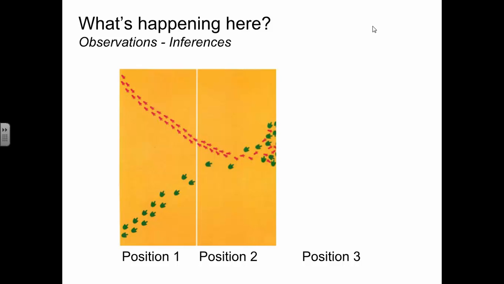Okay. Observation. Alan? Both sets of footprints did meet. They did meet? Okay. Tyler? They walked around. That's more of an inference, because you're not seeing them walk around. You're saying that based on what you see here. One more observation. Jack? Their tracks went all over the place. Okay, they weren't going in a straight line.